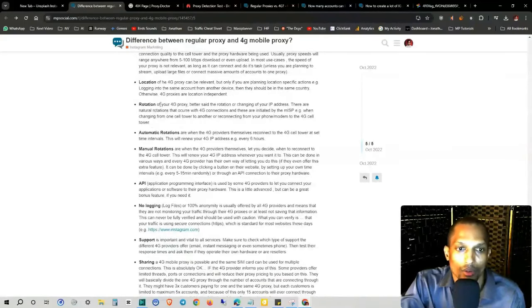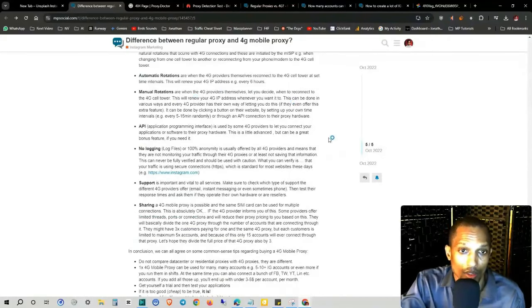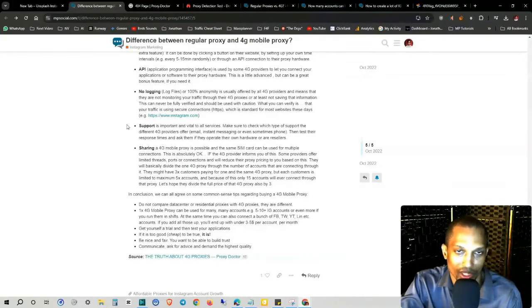Rotation of your 4G proxy, better said, the rotation or changing of your IP address. There are natural rotations that occur with 4G connections, and these are initiated by the ISPs, when changing from one cell tower to another or reconnecting from your phone modem to the 4G cell tower. Automatic rotations are when the 4G providers themselves reconnect to the 4G cell tower at set time intervals. This will renew your 4G IP address, for example, for Instagram.